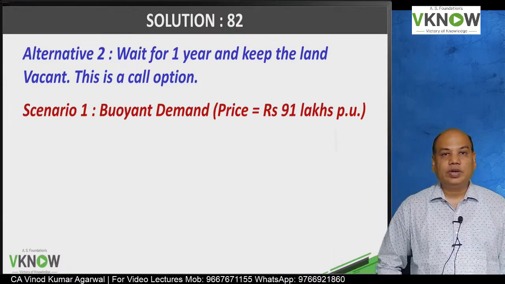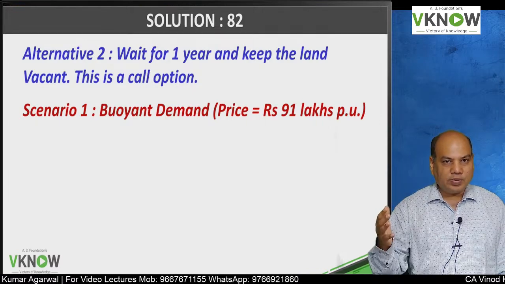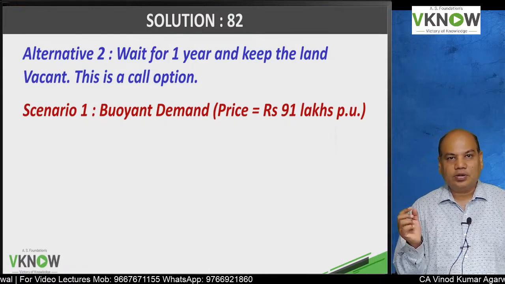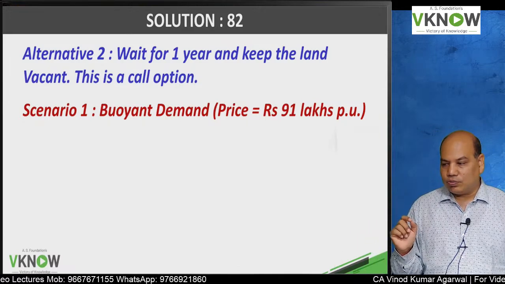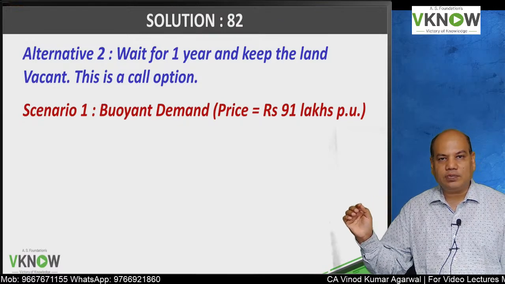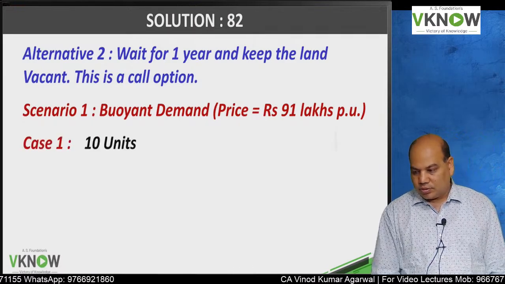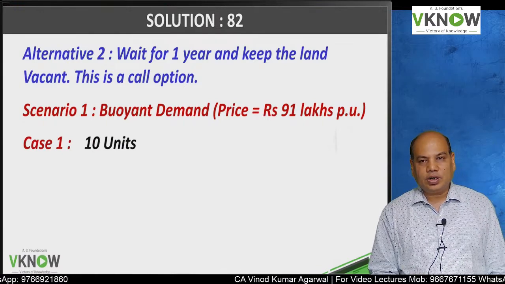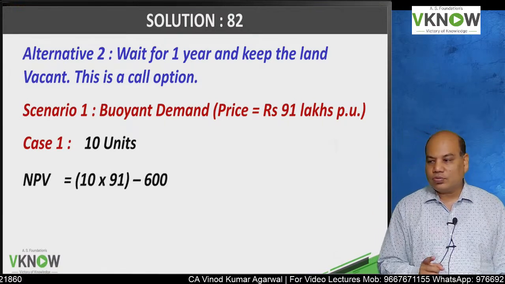And after you wait for 1 year, there are two scenarios: buoyant market and sluggish market. If the market is buoyant, the flats can be sold for 91 lakhs. Write down scenario 1, buoyant market, price is 91 lakhs per unit. Here also we have two choices. We can construct 10 units or 15 units. Case 1, 10 units.